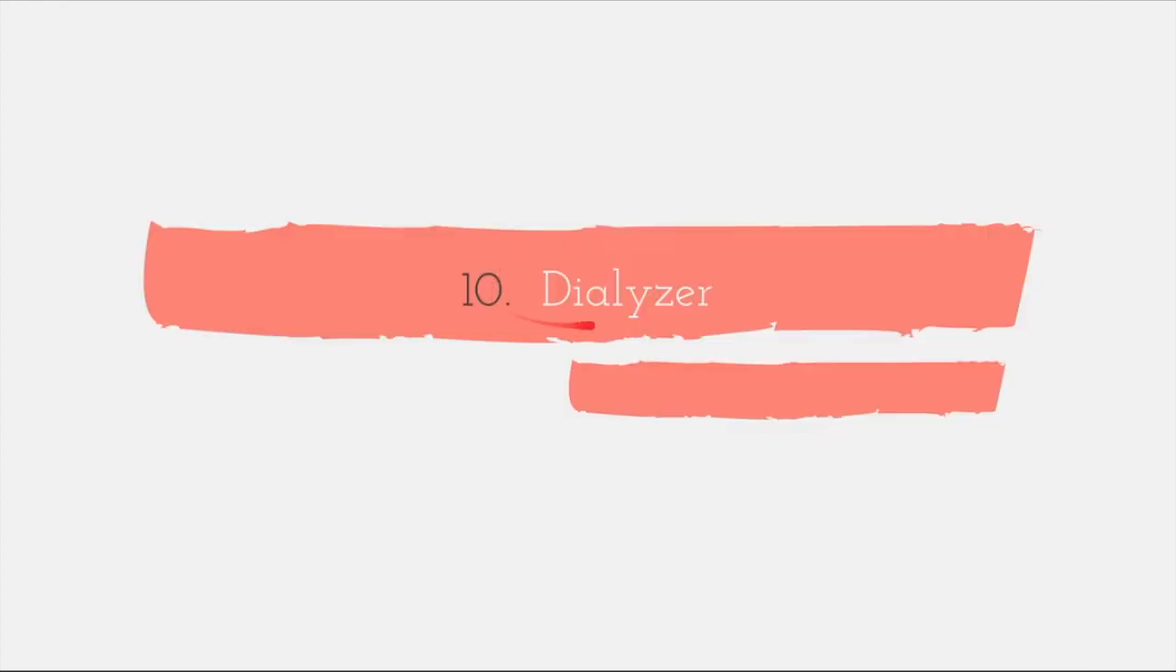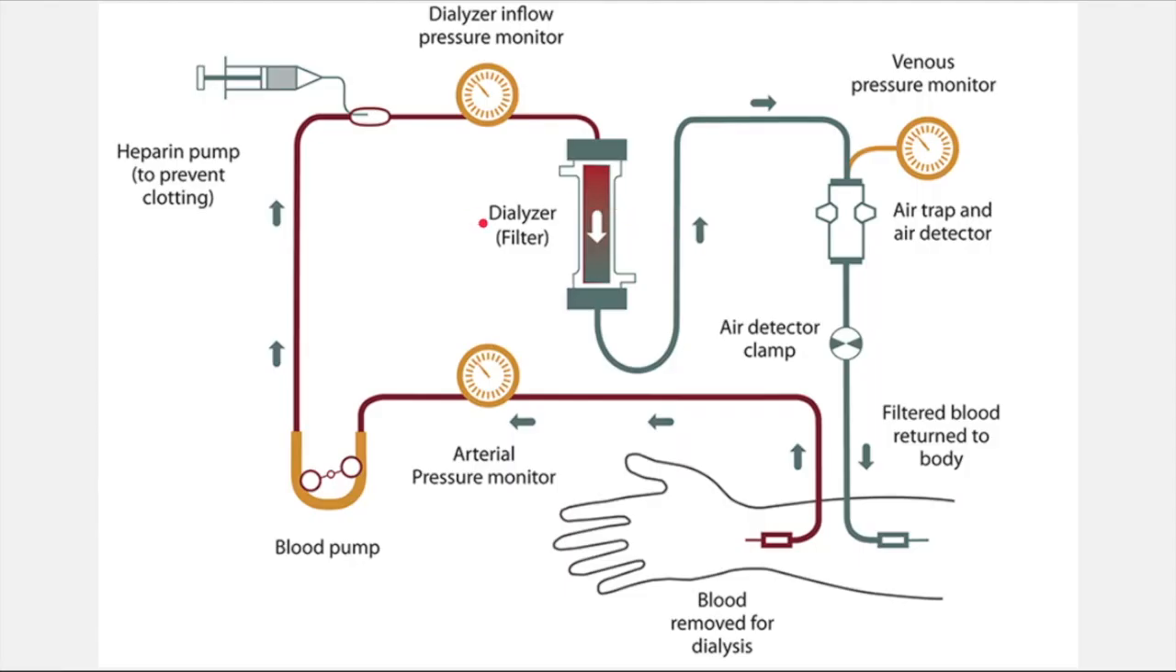Next will then be now the actual dialyzer. So the dialyzer is the filter or the artificial kidney of this entire dialysis circuit. Okay, so this entire thing is the dialyzer.